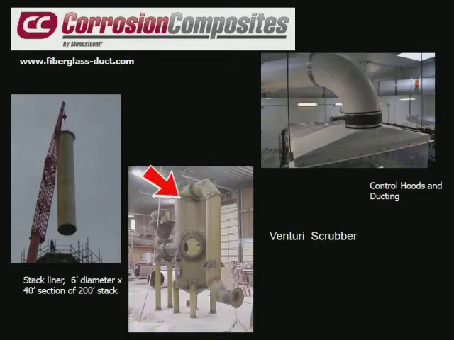In the middle we have a typical scrubber. That happens to be a Venturi scrubber with a spin chamber on the side of it. It's a good example of our fabrication capabilities. On the upper right, we have a large hood, and fiberglass lends itself to this type of a structure. Very strong, lightweight. I think that hood was 12 foot by 8 foot.